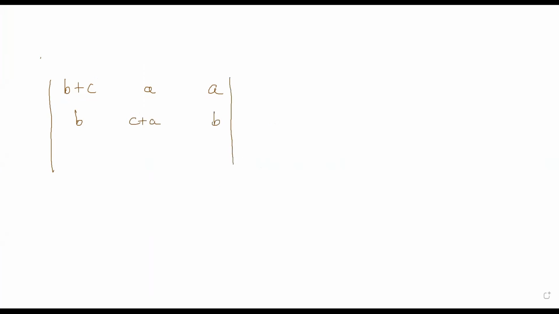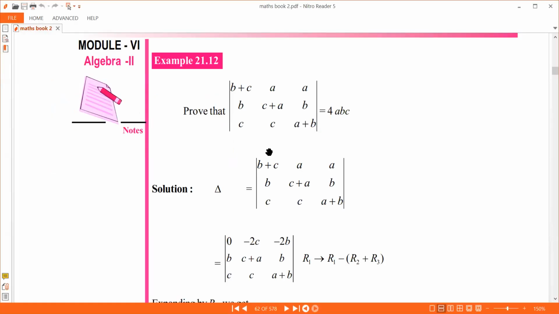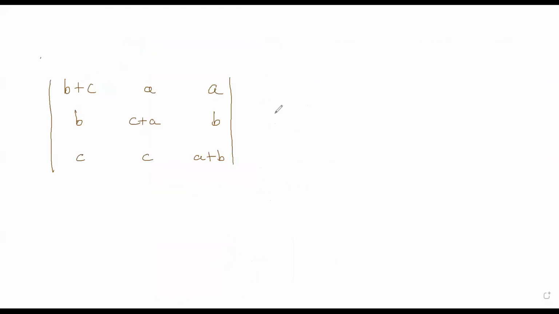And the next one is C, C plus A, plus B. We got to show this is entirely equal to 4ABC. 4ABC. This is what we had to prove.